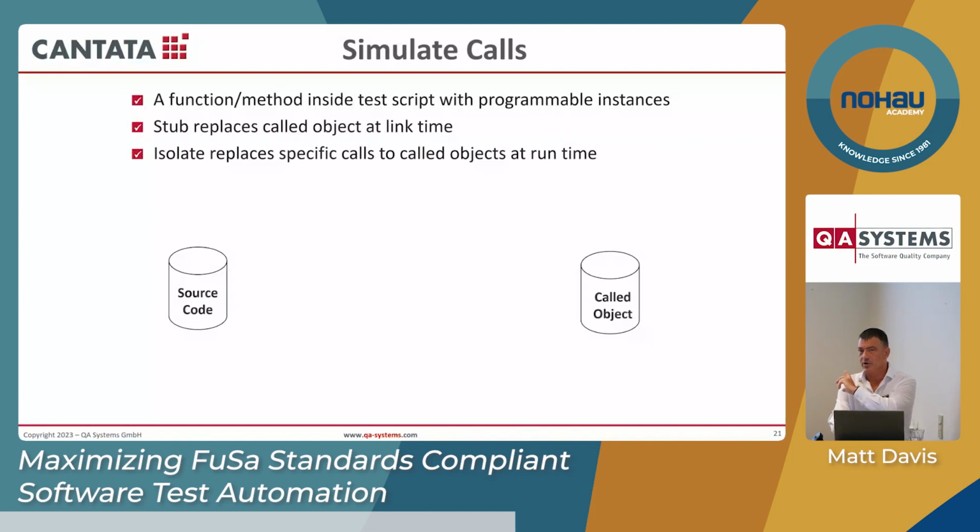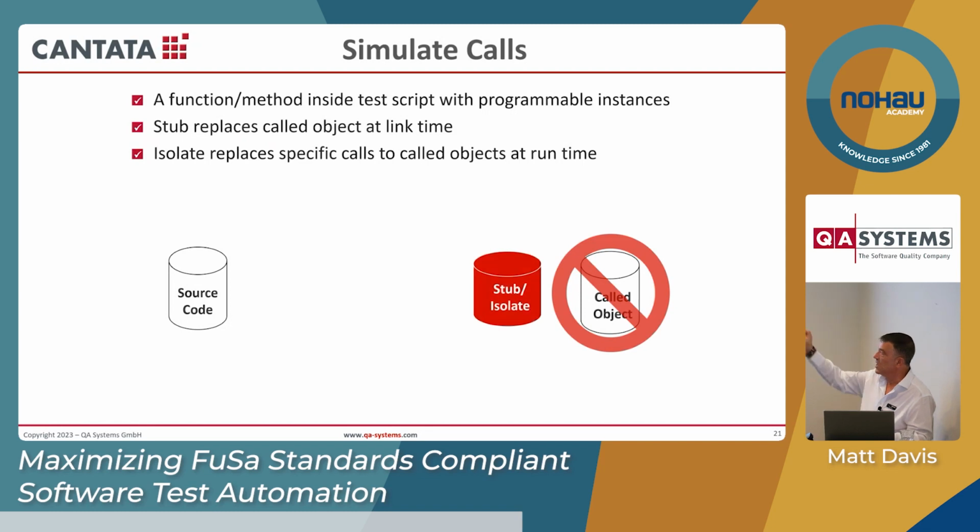What do I mean by simulation? Source code, called thing. What is the called thing? Anything. It could be the same object inside a source file. Function A calls function B inside source file X. It could be that the called object is a third-party library. It could be Java code. It could be a database.